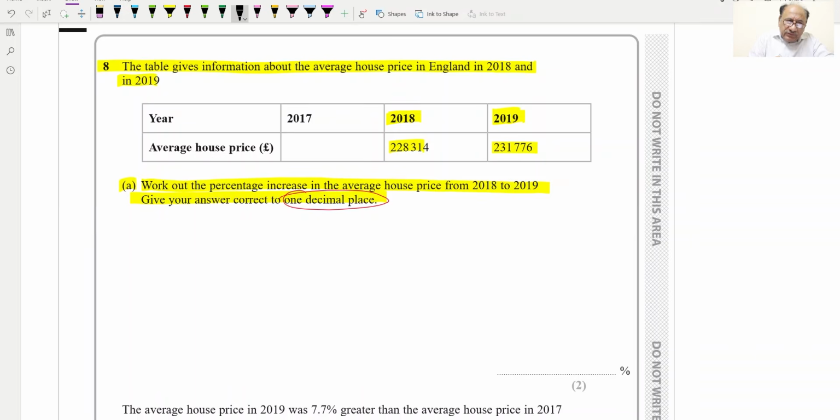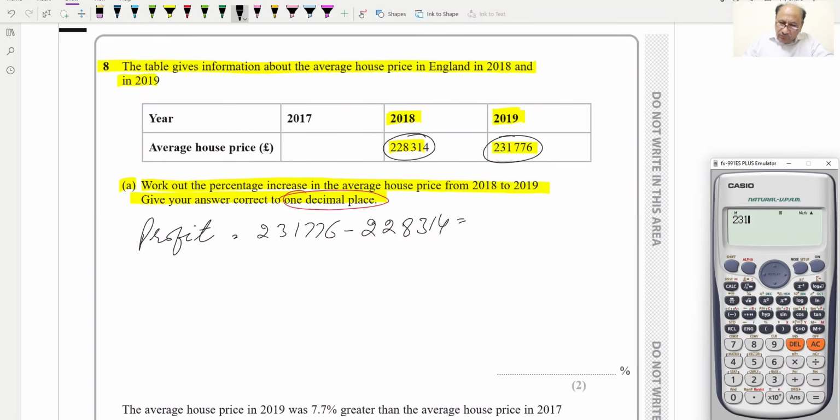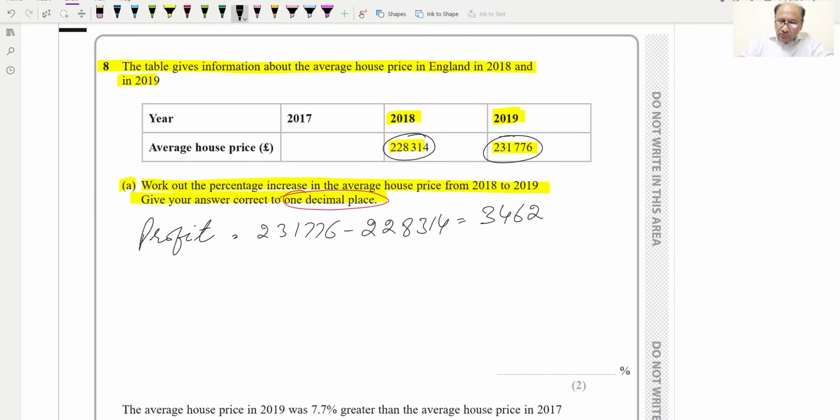First we will check the increase. It will be this price minus this one: 231776 minus 228314, and this is equal to 3462. This is in pounds. So this is the increase, against what?